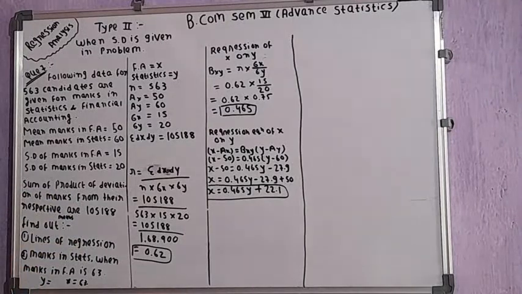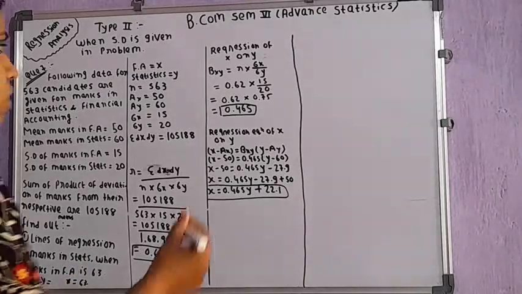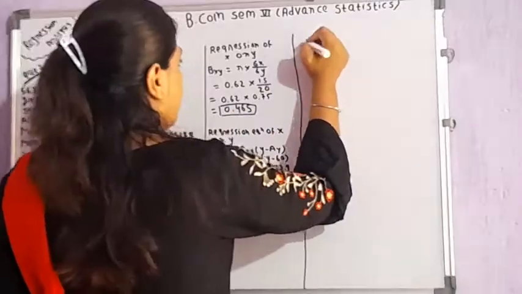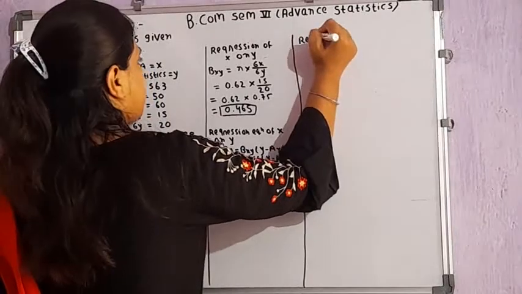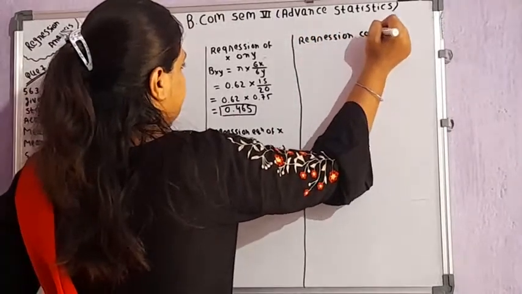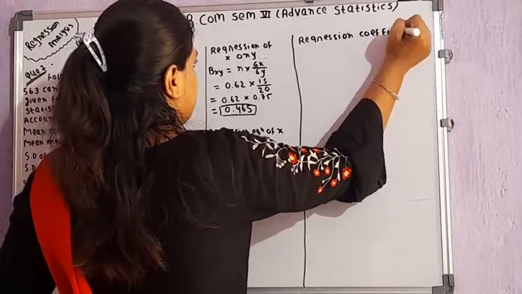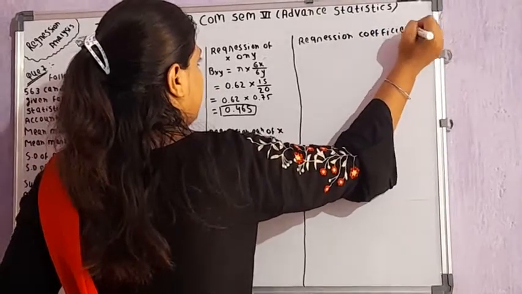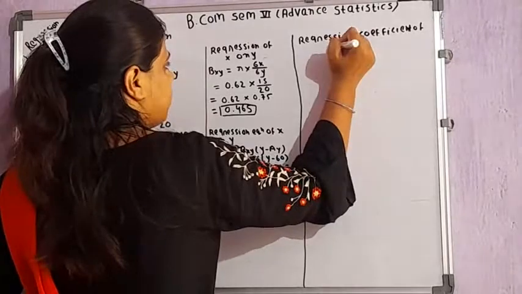Okay. Now what we have to do? We have to calculate other regression equation, that is regression equation of y on x. For that, first of all, we have to calculate regression coefficient of y on x.